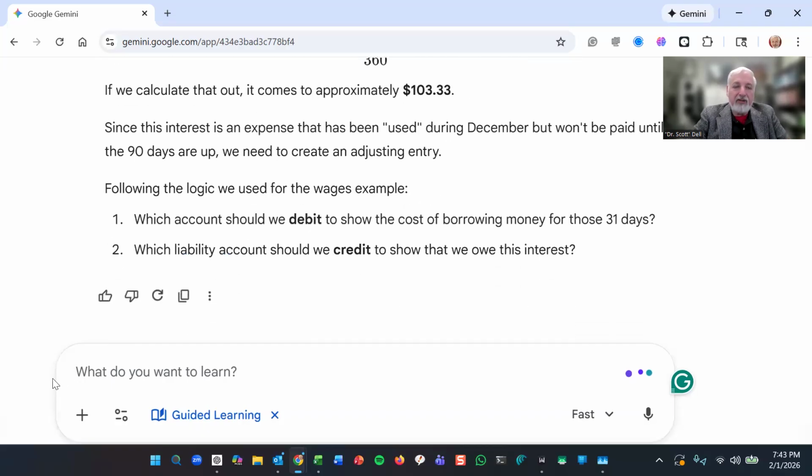All right. One last example. Let's do depreciation. Let's try a depreciation example.